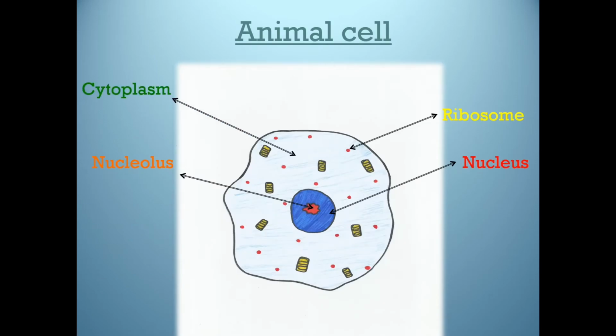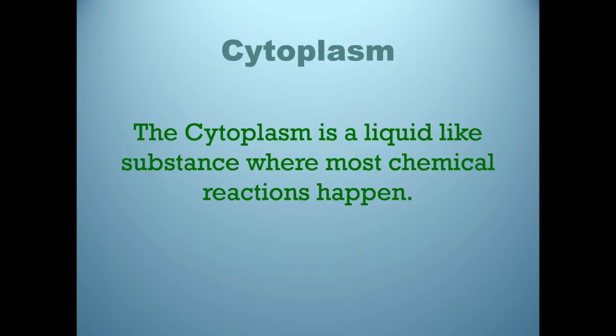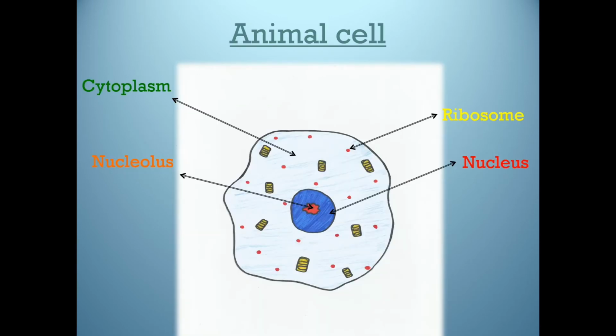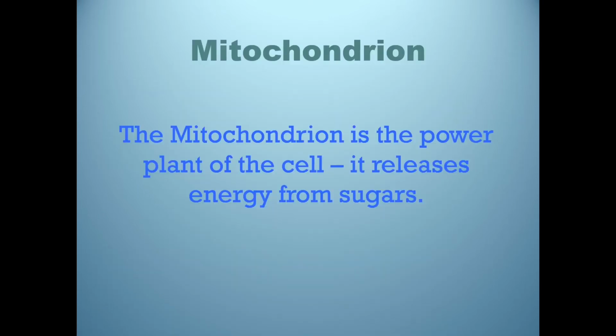Cytoplasm. The cytoplasm is a liquid-like substance where most chemical reactions happen. Mitochondrion. The mitochondrion is the power plant of the cell. It releases energy from sugars.